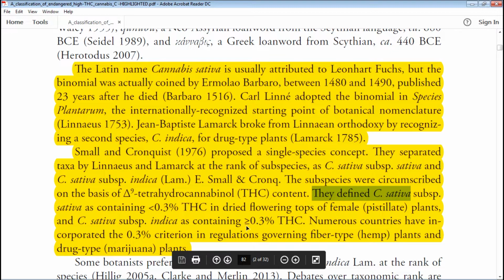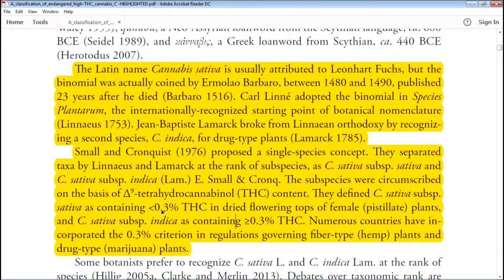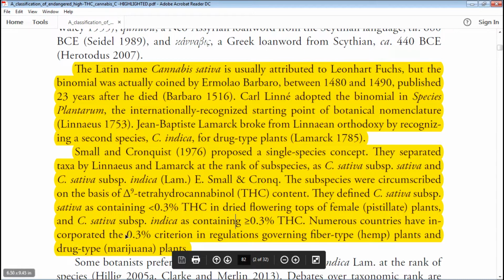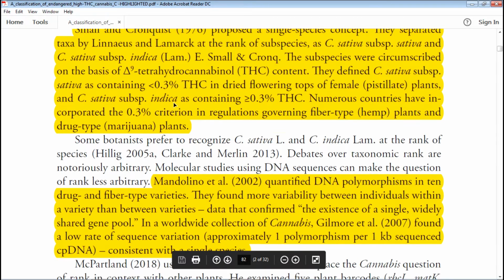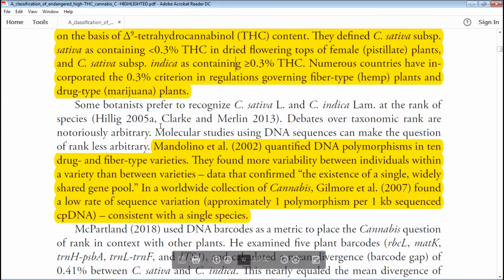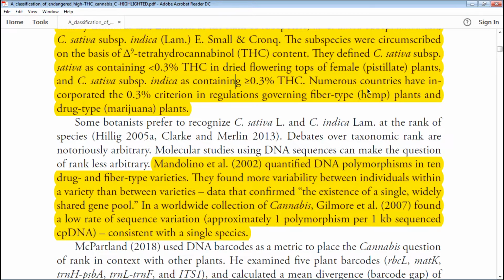more than 3% THC. Numerous countries have incorporated the 3% criterion in regulations governing fiber-type hemp plants and drug-type marijuana plants. Now that's important too, because there is a distinct difference between cultivars of plants, which we'll get into more as we continue on.